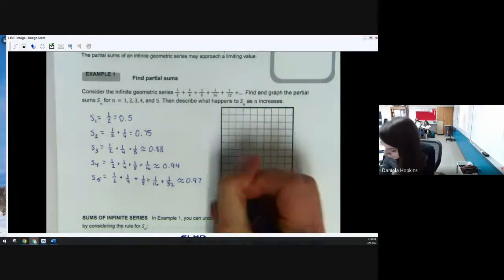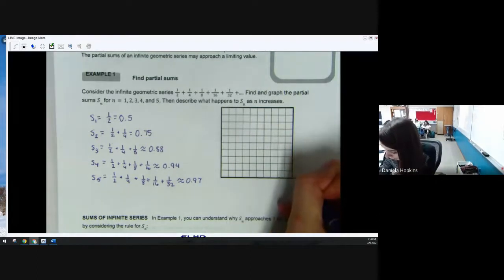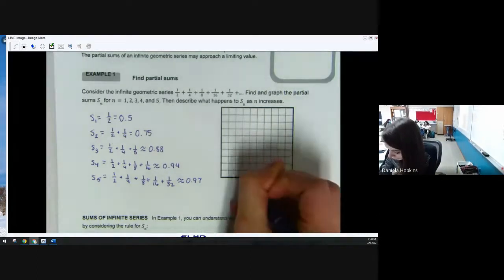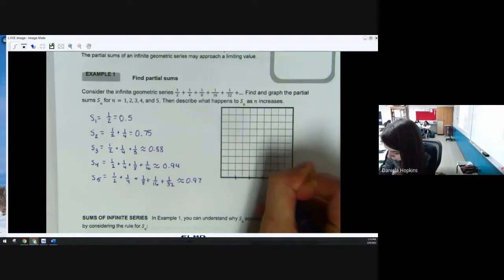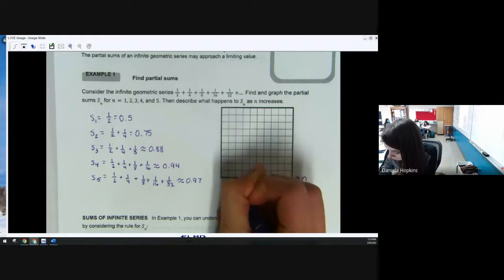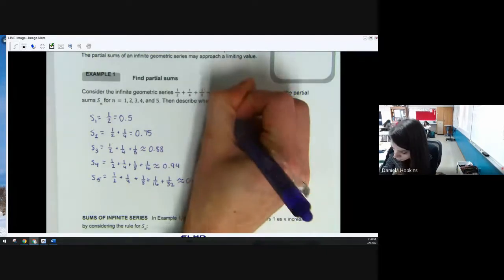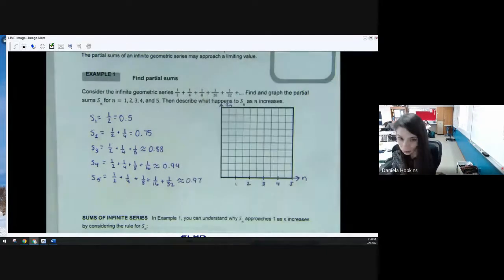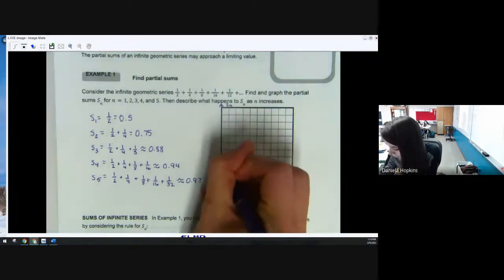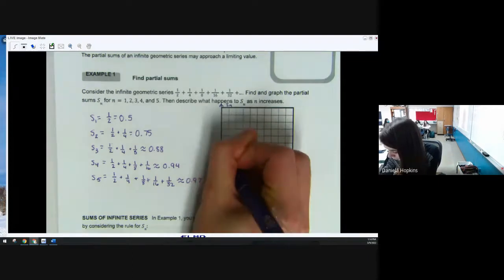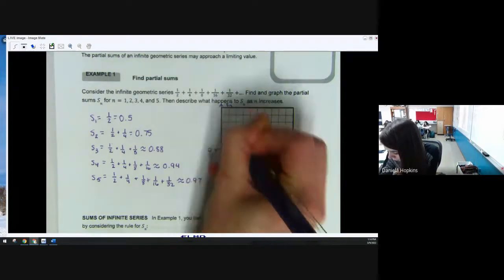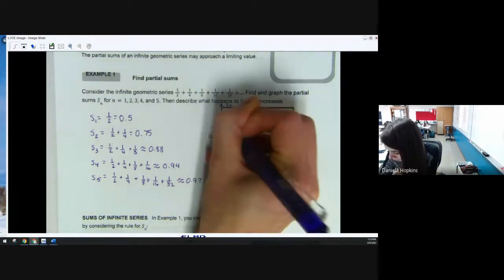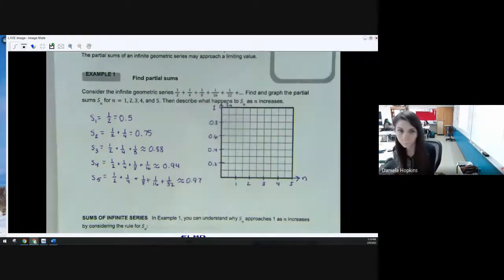So your x-axis is going to be our n. And I did skip a space here, but I'm counting by ones. So this goes up to 5, just so that we have more room to graph things. And then for your y-axis, which is really our S sub n, I'm counting by 0.1, but I'm only marking the 0.2s. So this is 0.2, 0.4, 0.6, 0.8, up to 1.